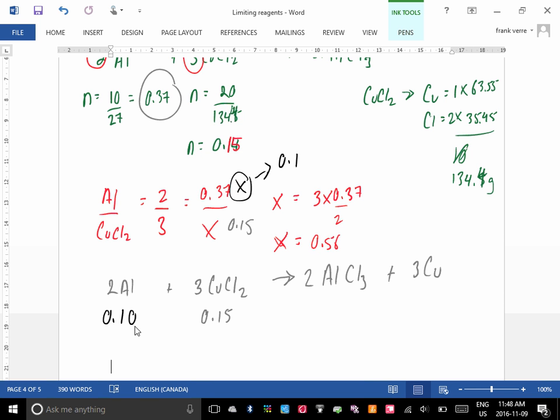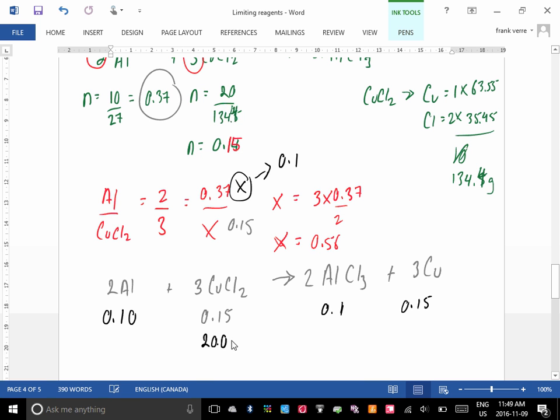Now we have the molar ratios for all our reactants and products. So how many moles of aluminum chloride do you make? 0.1. And how many moles of copper do you release? 0.15. Now, the copper II chloride was the limiting reagent, right? So how many grams of copper II chloride did we use up in this reaction? We don't have to calculate. I think we were already told what it was, in the question above. It was 20.